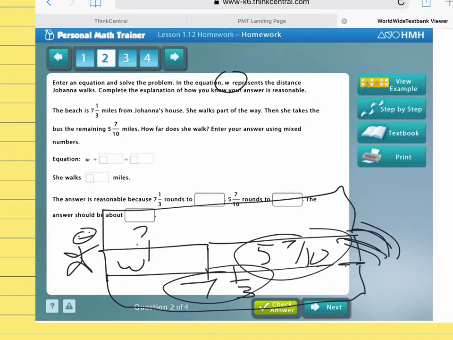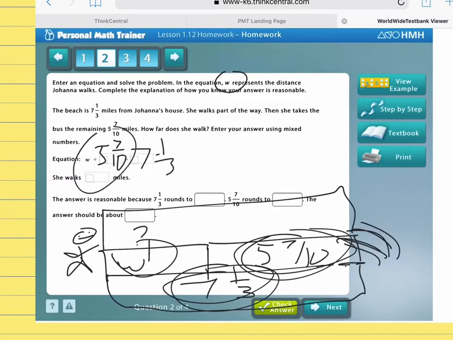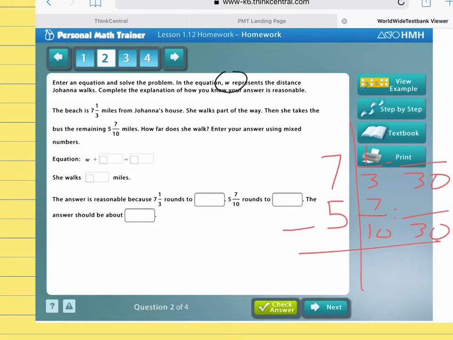So that's one way you could do it. Situation equation. A solution equation would be W here plus 5 7/10 here would equal 7 1/3. So if you're going to write these in, it would be W plus 5 7/10 equals 7 1/3. So again, as in the previous problem, you're going to subtract or find the difference between 7 1/3 and 5 7/10. So I've drawn the problem vertically.